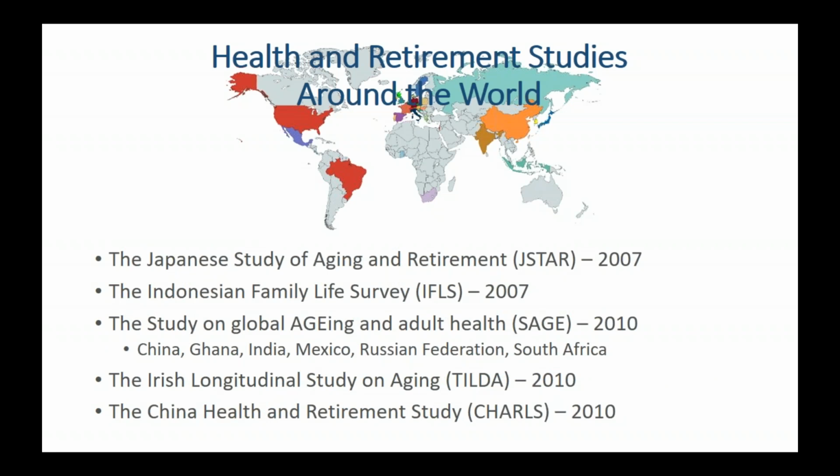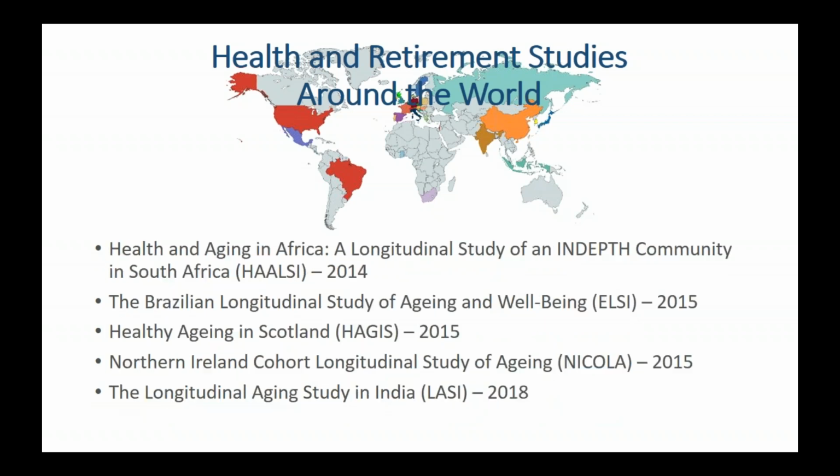SAGE is conducted by WHO and includes China, Ghana, India, Mexico, the Russian Federation, and South Africa. Then Ireland and China started their own studies. Most recently, South Africa, Brazil, Scotland, and Northern Ireland began their own version of the HRS. And finally, LASI, which is a study in India that our center is helping to develop.